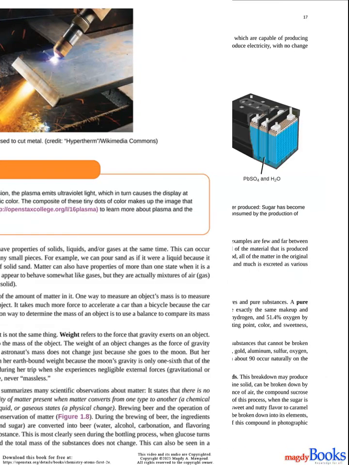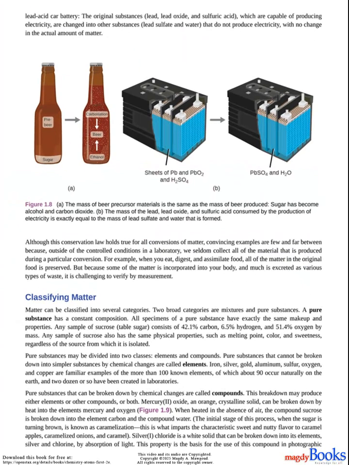This can also be seen in a lead-acid car battery. The original substances, lead, lead oxide, and sulfuric acid, which are capable of producing electricity, are changed into other substances, lead sulfate and water, that do not produce electricity, with no change in the actual amount of matter.